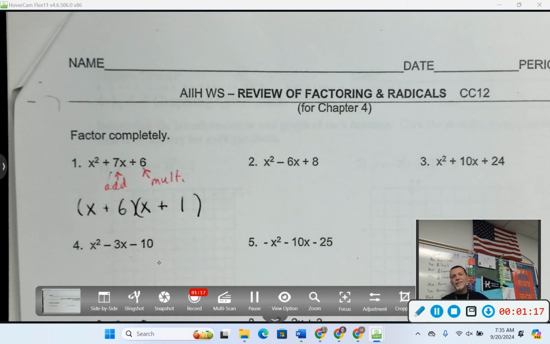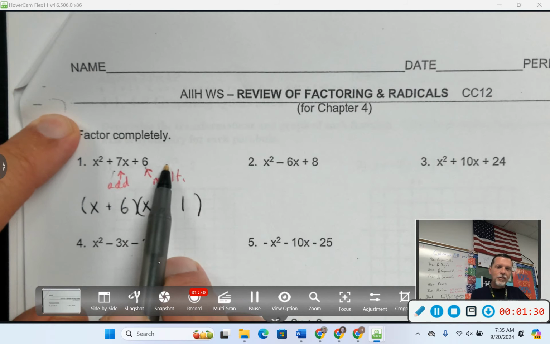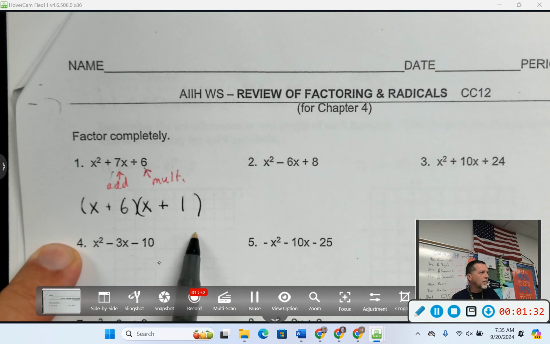Now, I get it. The mistake is to go a step too far, which would be to set them equal to 0 and solve for x. And yes, that would be negative 6 and negative 1. And we will do that eventually. But this thing is not equal to 0. So we can't do that right here. That's all we're doing.